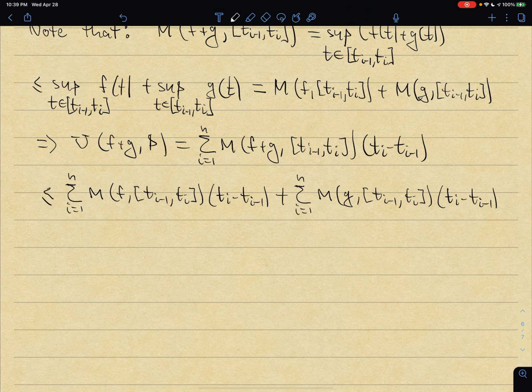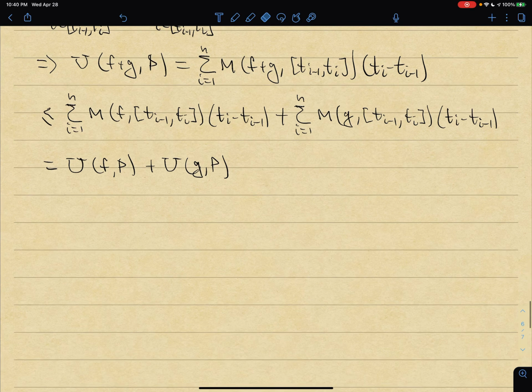So g here. And now if I inspect this expression, then I can see, of course, that the first sum is exactly U of fP, and the second sum is U of gP. All right?